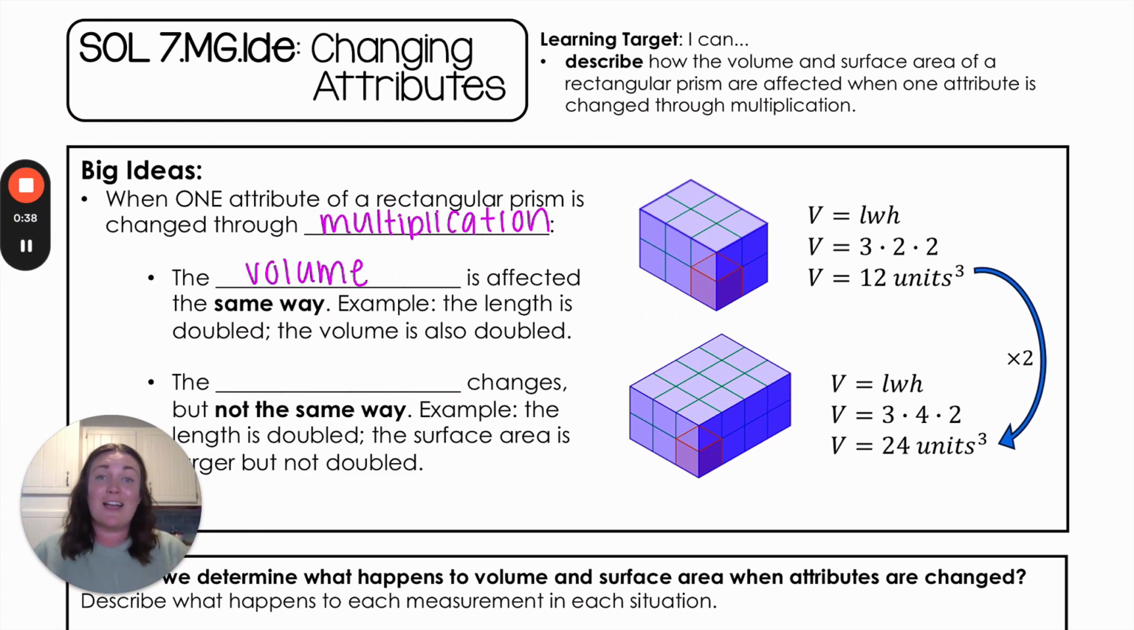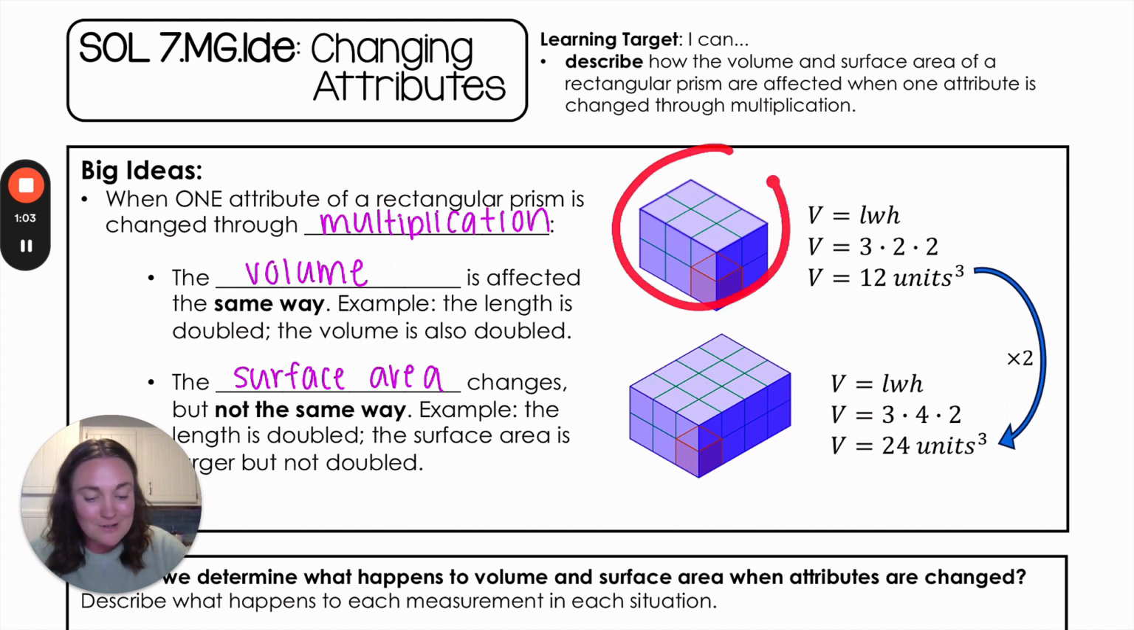The surface area, on the other hand, is going to change, but it's not going to change the exact same way. So if I'm multiplying by those bigger numbers, the 2, 3, and 4s, the surface area is going to get bigger, but not going to be multiplied by that 2, 3, or 4. Similarly, if I multiply by a fraction like 1/2 or 1/3, the surface area is going to get smaller, but it's not going to be that exact proportional relationship like we see with volume. Let's take a look at an example over here.